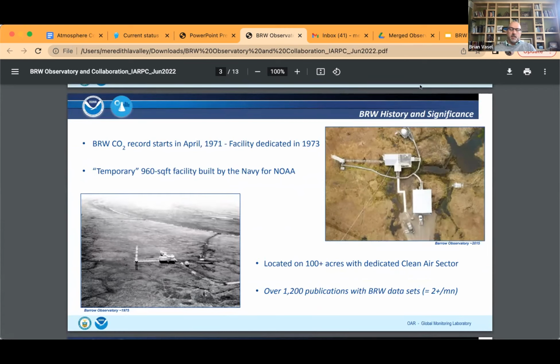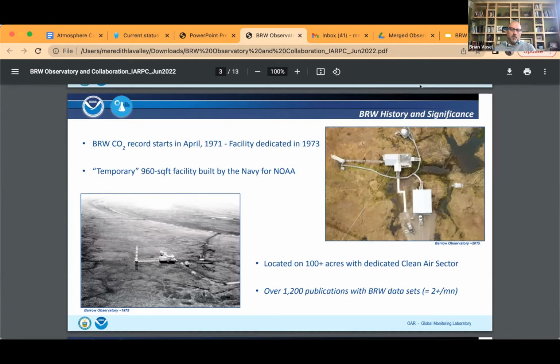And our facility was actually built and dedicated in '73. It was a temporary building put together by the Navy for us. You can see a photo of that from '75 down in the bottom left, that black and white aerial shot. And you can see from '75 to 2015 in the top right, not much changed. We added a garage in the early 2000s, 2001 or so. We put a garage facility in and did some road improvements, but that's about it, over those 40 years.